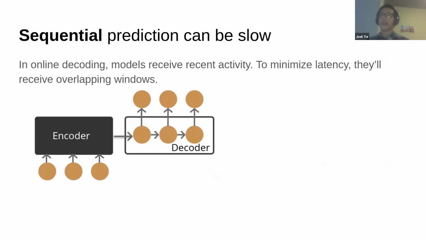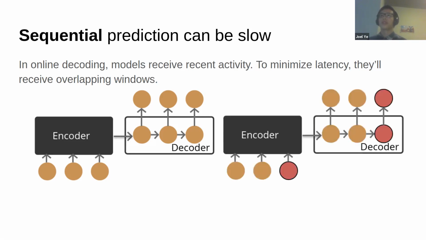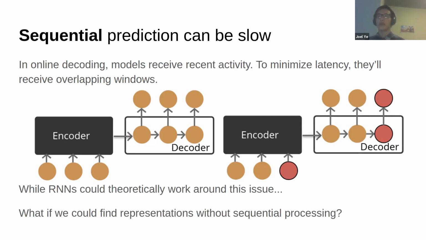So in online decoding, our models will receive windows of recent activity. So for example, let's say we receive 30 milliseconds, 3 bins of 10 milliseconds each. And to minimize latency, we'll be asking the model to predict firing rates on overlapping windows. So in the next 10 milliseconds, we'll feed in another 30 millisecond snippet, but our decoder will need to iterate through all 3 of those bins, even though it's only interested in the last bin's new firing rate predictions. And so this is our slow bottleneck.